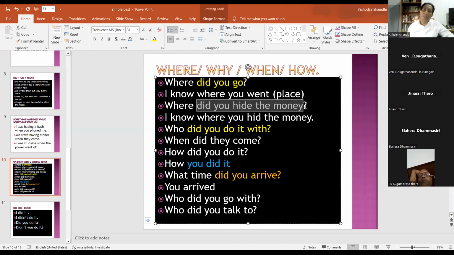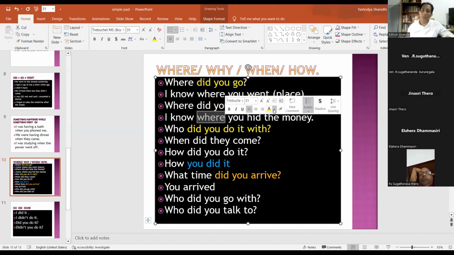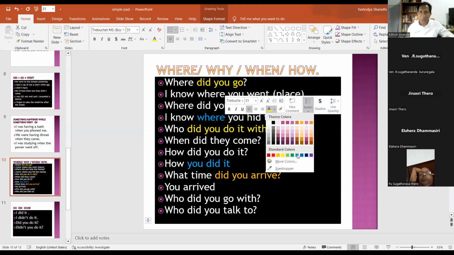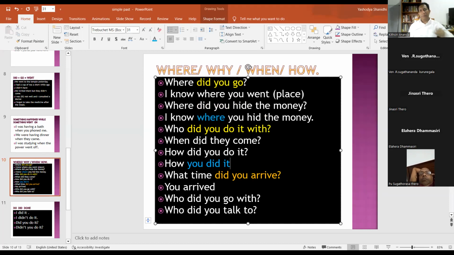Here where is used in front of the interrogative, the question forming pattern of the sentence. Then you get the meaning. Then where is a question forming word. And here where is a sort of conjunction.